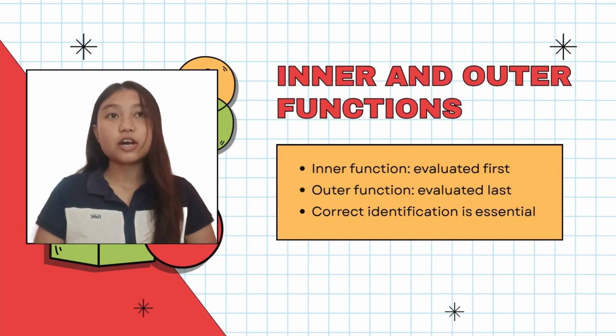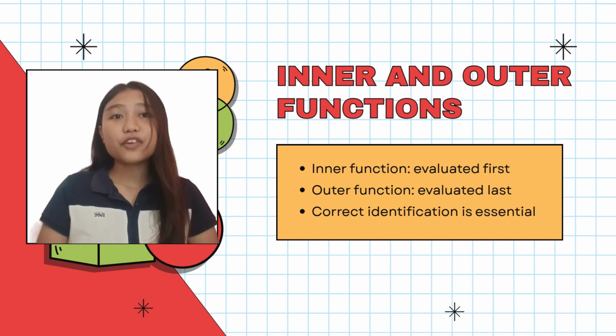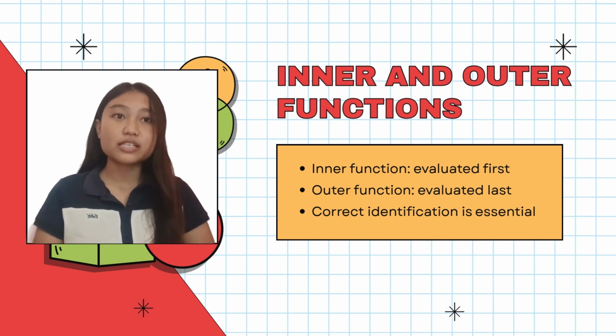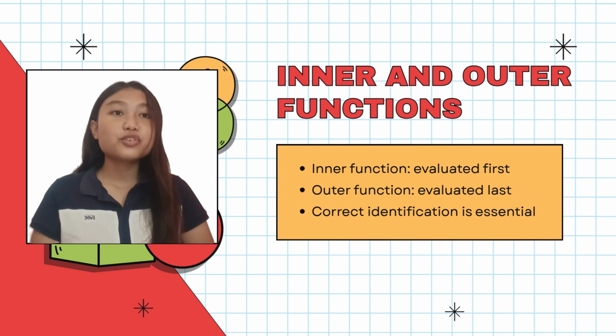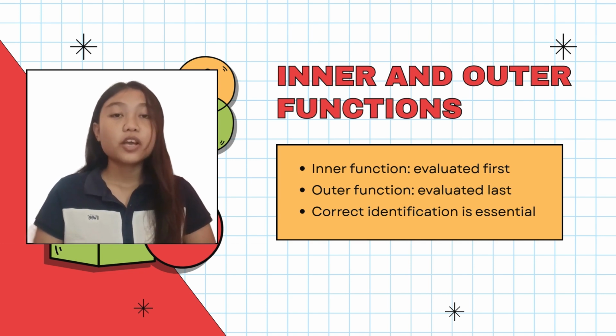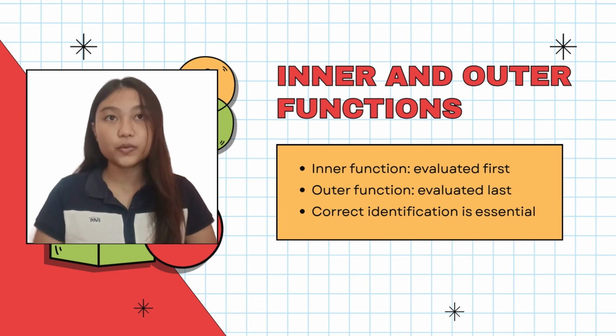What are the inner and outer functions? The inner function is the part of the expression that is evaluated first and is usually closest to the variable. The outer function is applied to the result of the inner function. Identifying this correctly is the most important step in applying the chain rule.